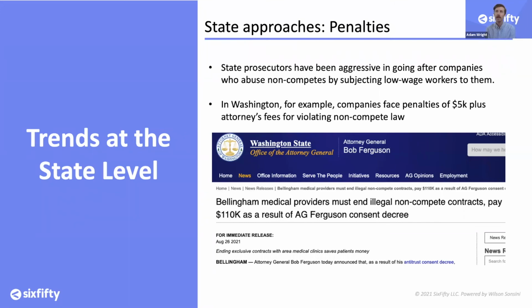We saw the Jimmy John's example already, but Illinois, New York, and Washington are all examples of states where this has happened recently. So here's a headline, for example, from Washington, where the Attorney General there investigated a company that was using illegal non-compete agreements, and it ultimately resulted in a settlement agreement or consent decree where the employer paid a $110,000 fine for using illegal non-competes. And the Washington law specifically provides penalties of $5,000 per violation.